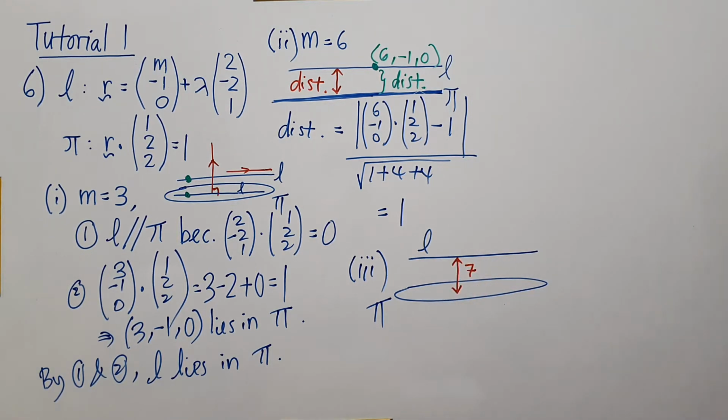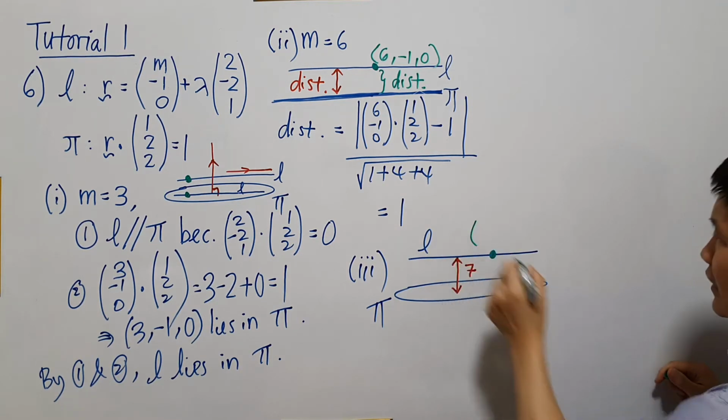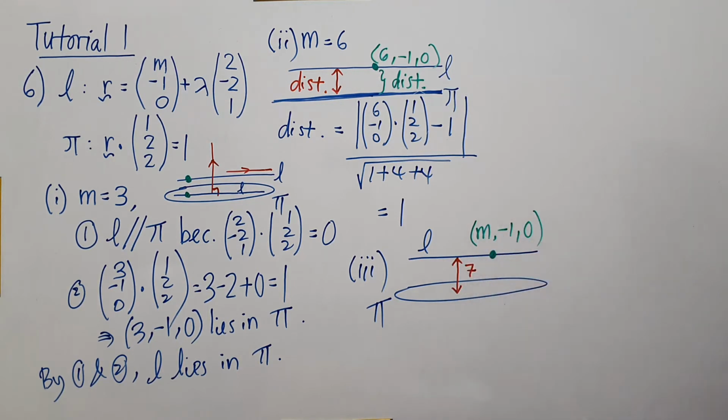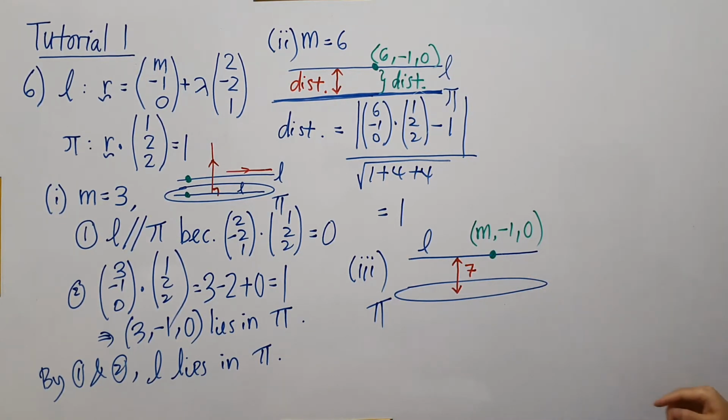So now again, the subject is about the distance from a line to a plane. The distance from a line to a plane, as we have discussed in the earlier part, is the same as the distance from a point on the line. In this case, the point on the line is (m, -1, 0). To say that the distance from line L to the plane is 7 is the same as saying that the distance from this point on the line L to the plane is also 7. So what this means is I can now construct an equation.